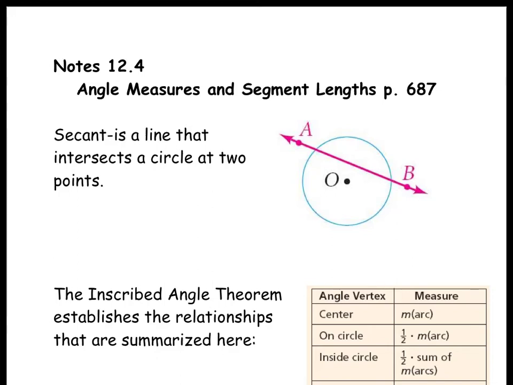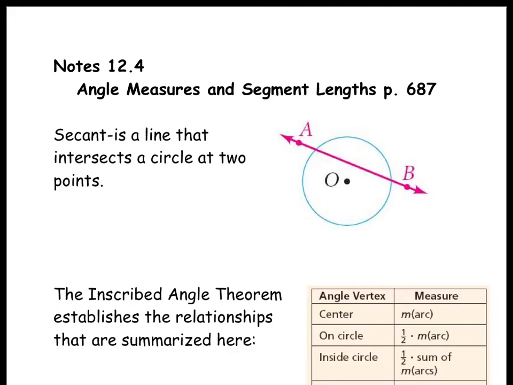For the 12-4 notes, we're going to talk about the angle measures and the segment lengths. Now we're going to pretty much finish up any of the formulas remaining. So far we have got the arc when the angle's vertex is at the center of a circle, and then we did yesterday when the vertex is actually on the circle, but we're going to talk about when the vertex is outside of the circle and when it crisscrosses inside the circle, but not at the center. So those are the two situations that we're going to look at in this set of notes.